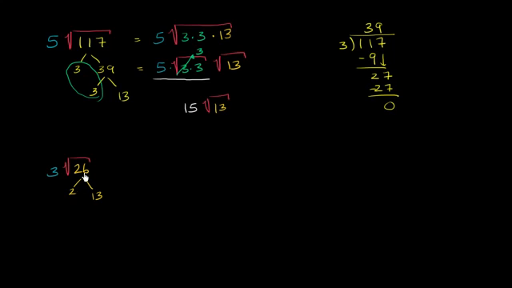And so 26 doesn't have any perfect squares in it. It's not like we can factor it as some other numbers and some perfect squares, like we did here. 117 is 13 times 9. It's the product of a perfect square and 13. 26 isn't. So we've simplified this about as much as we can. We would just leave this as 3 times the square root of 26.